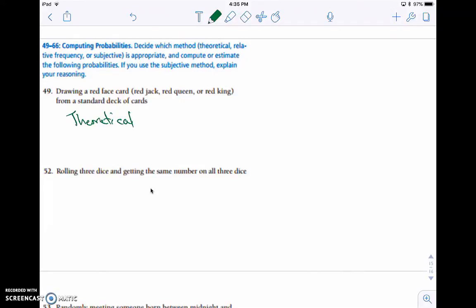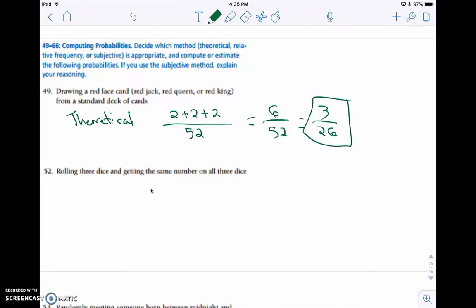So a red jack, there are 2 red jacks, there are 2 red queens, and there are 2 red kings out of the total standard deck of cards, which there are 52 of in a deck of cards. So we get 6 out of 52, which reduces down to 3 out of 26. So that's the probability of drawing a red face card when you just draw one simple card.